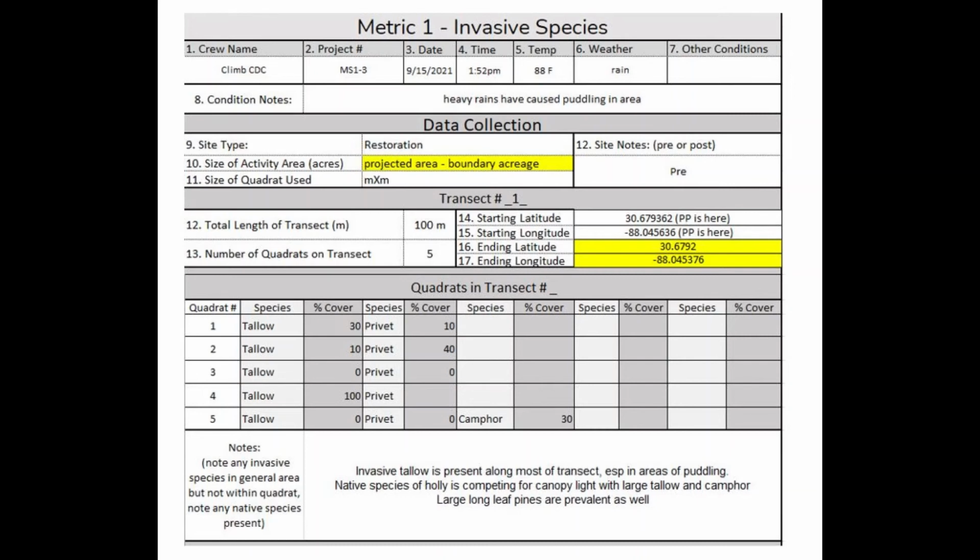So in this note, we're just going to say there's invasive tallow present along most of the transect, especially in areas of puddling. And native species of holly is competing for canopy light with large tallow and camphor, and large long-leaf pines are prevalent as well. So you'll see that those notes are pretty specific, and that just really helps paint the picture for people looking at this data later on.